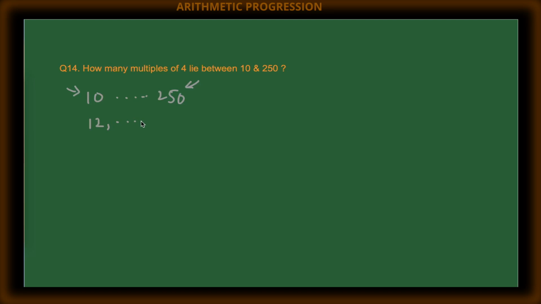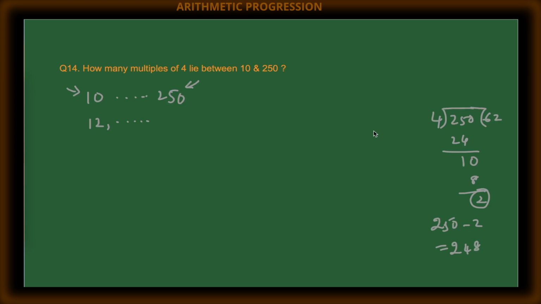Okay, similarly, is 250 a multiple of 4? Let's try to find it here. 250 divided by 4. Okay, so we're getting the remainder as 2. So what we can do is subtract 2 from this. So 250 minus 2 becomes 248.